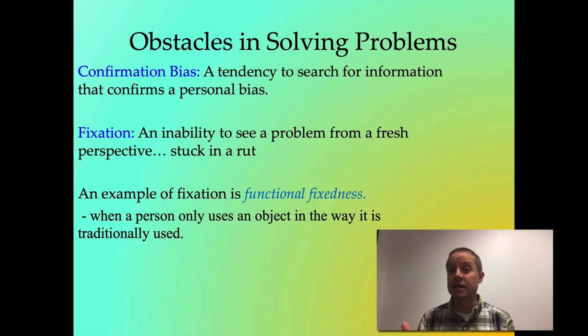For instance, if you're trying to hang a picture and you need to put a nail in the wall, but you don't have a hammer, but you have like a hardcover book right next to you, if you don't realize that the hardcover book could be used to hammer in the nail, then you won't be able to solve the problem. That would be functional fixedness, or like the bottom of your shoe. Take your shoe off and pound in the nail.